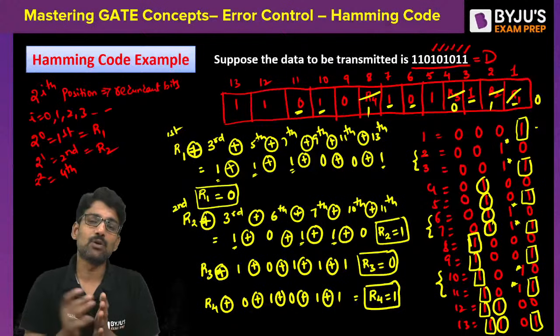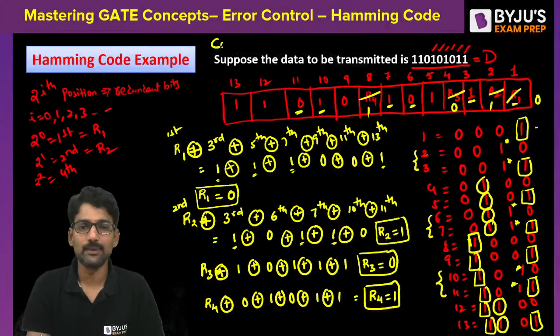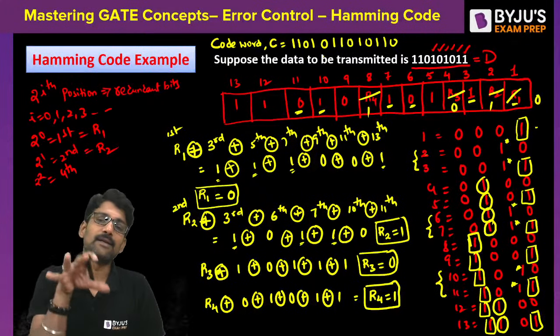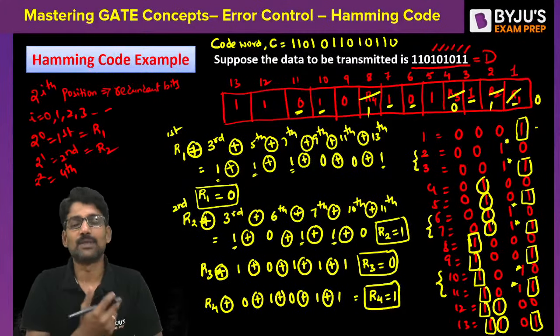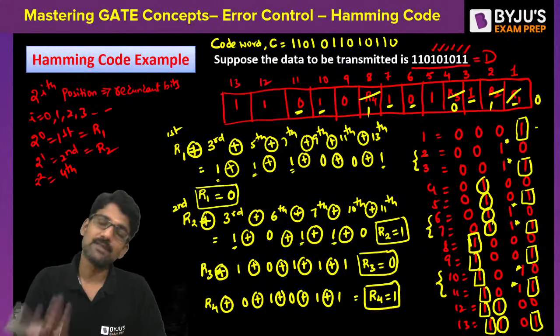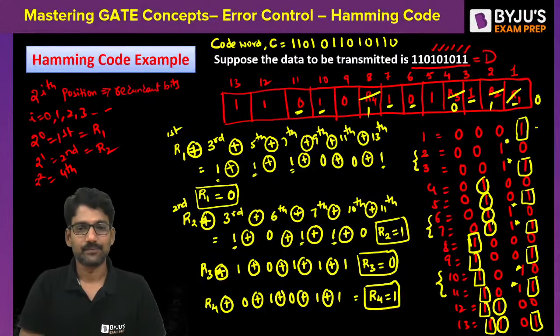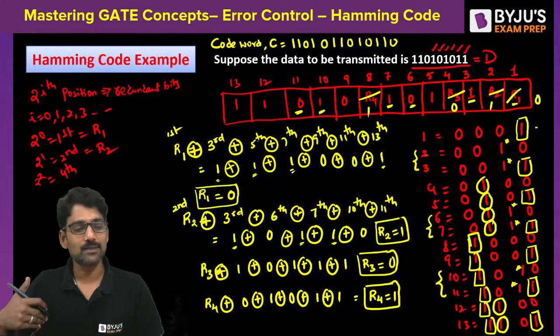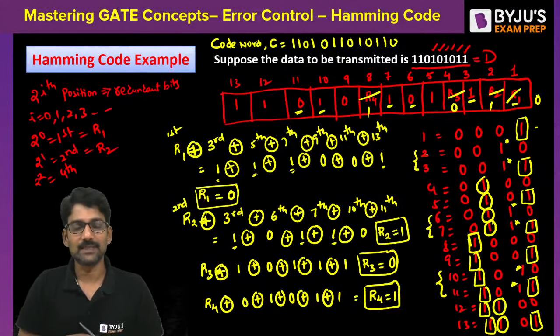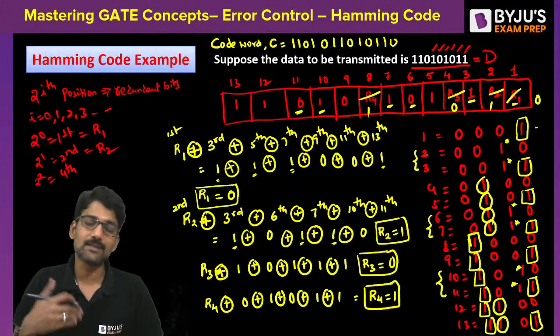So what is the code word to be transmitted when this is the data word? Code word C is equal to 1101 01 10 10 110. Here in this, redundant bits are scattered over the data word. Now this is sent to the receiver. Receiver follows the same procedure. He should get all the redundant bits as zeros, isn't it?